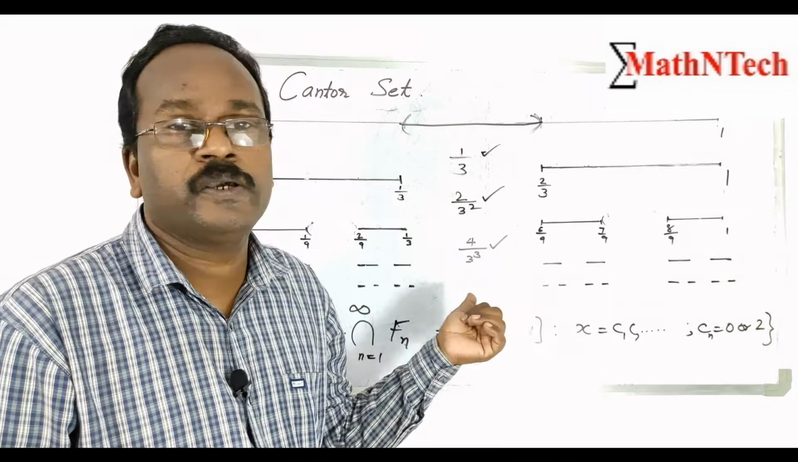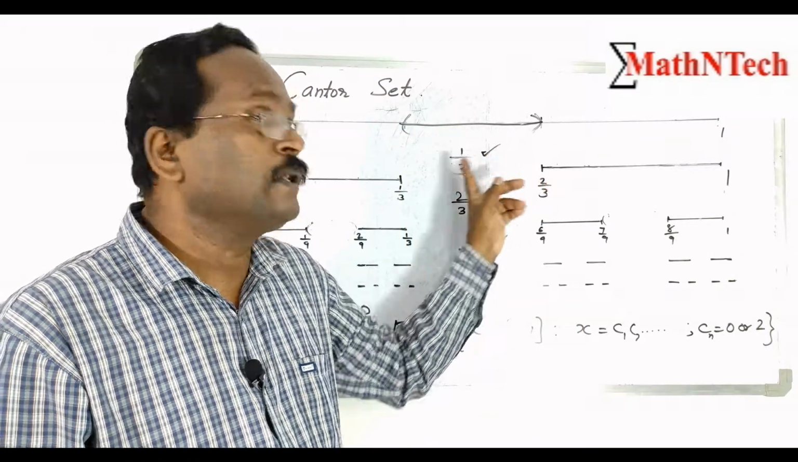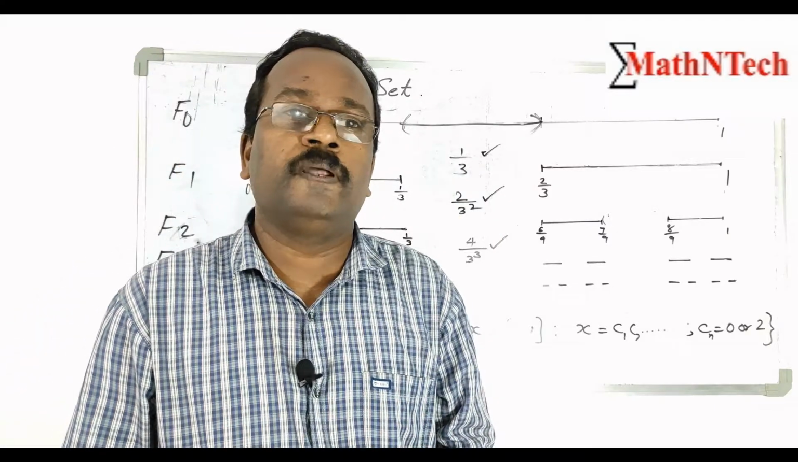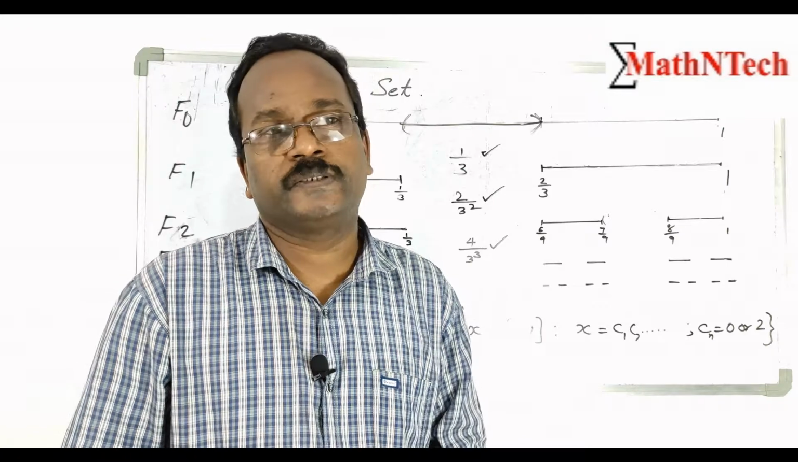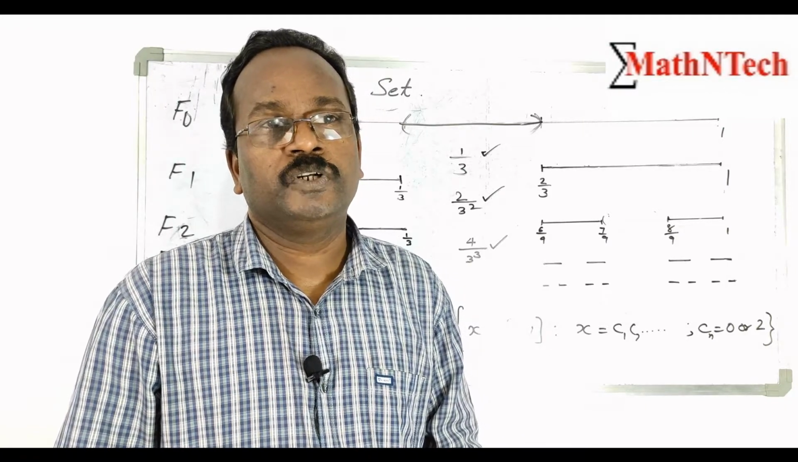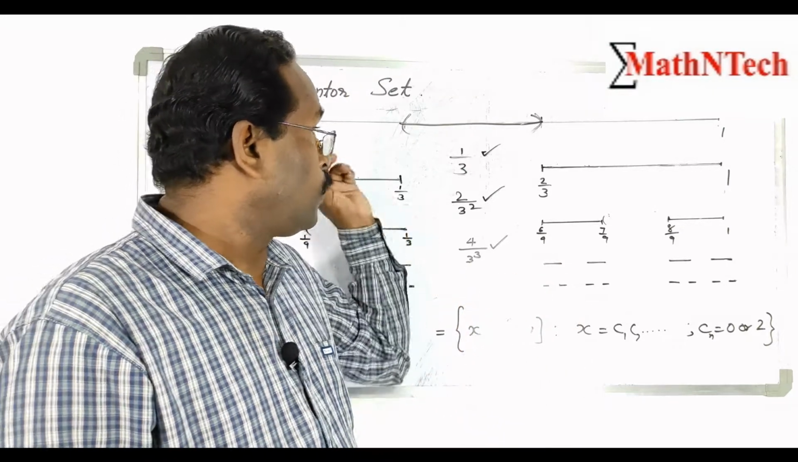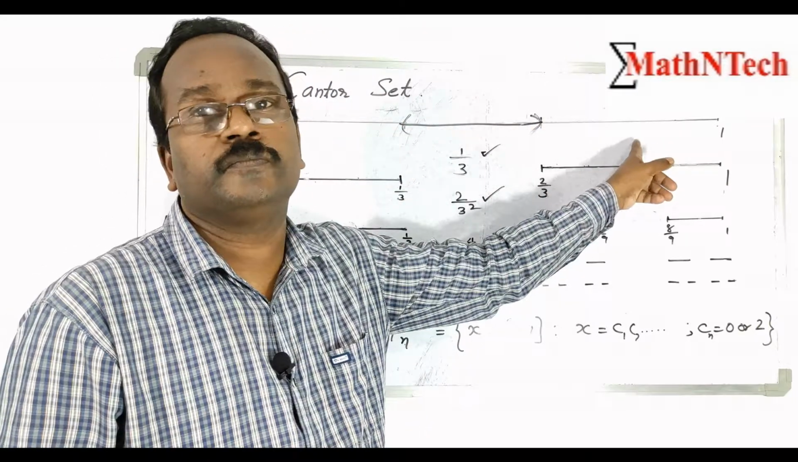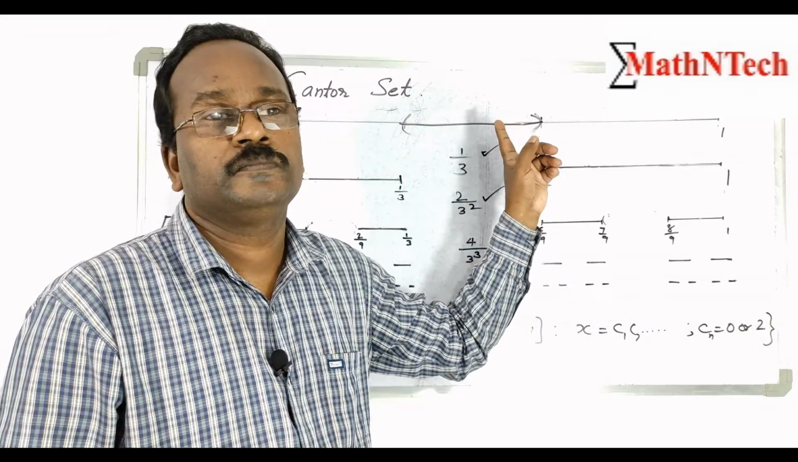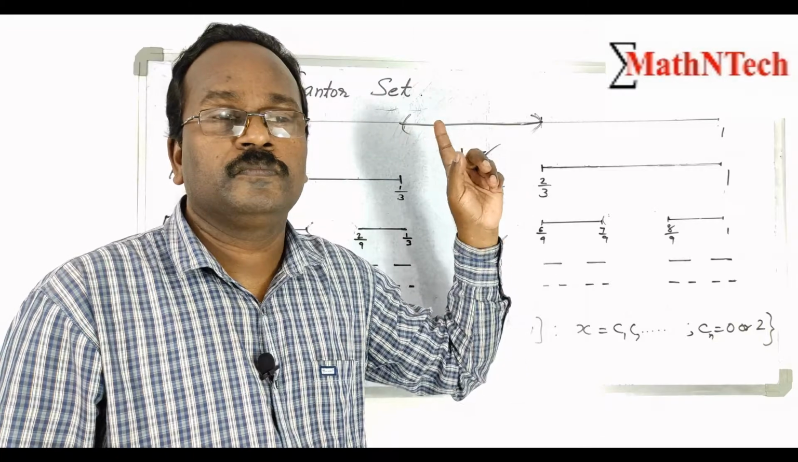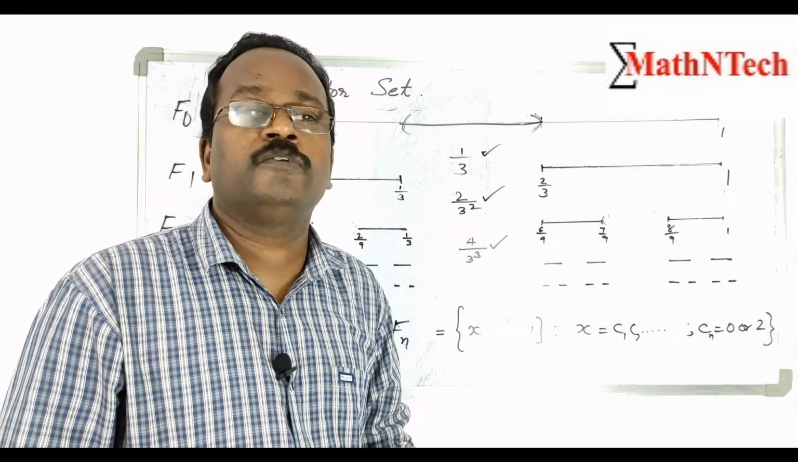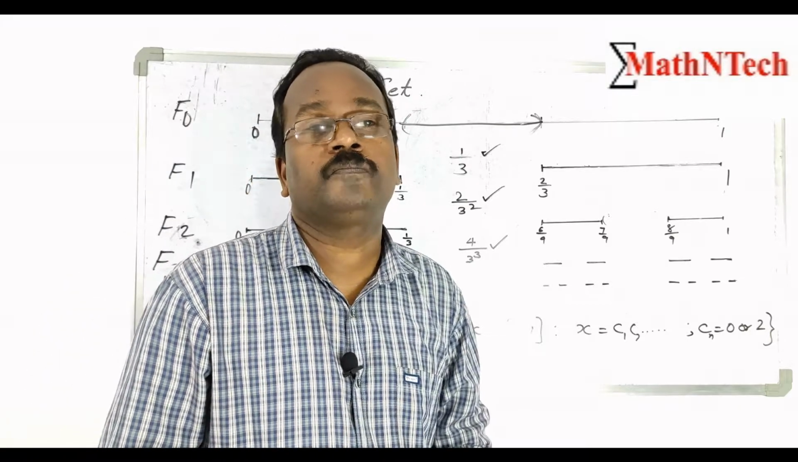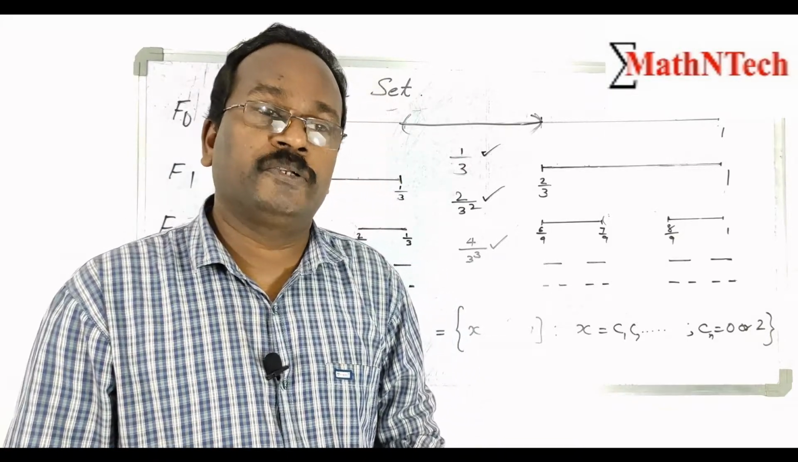It is closed. Why? We are removing the open middle thirds, so it is the complement of open sets. So it is a closed set. It is bounded because all the points are between 0 and 1. So Cantor set is closed and Cantor set is bounded. Closed and bounded, what is the Heine-Borel theorem? It is a compact set.